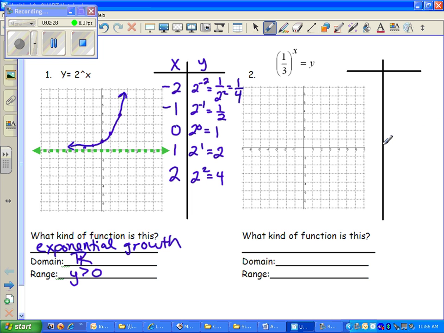On the second one, I'm going to do the same thing, values of x and y. I'm going to use, again, -2, -1, 0, 1, and 2. And this being 1/3, you can tell just by looking at that, when you have a value that's less than 1 to the power of x, that will be exponential decay.